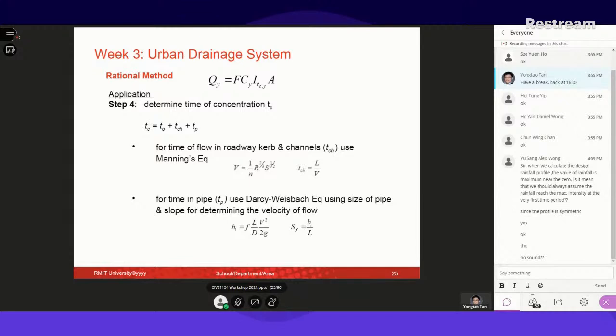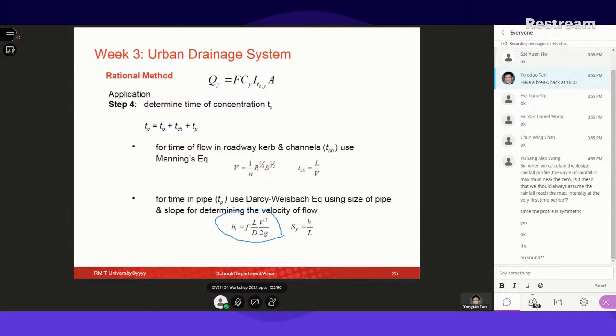Next is the time in the pipe. For the time in the pipe, we normally use the Darcy-Weisbach equation to get the velocity. After we get the velocity, the length over the velocity is the time.